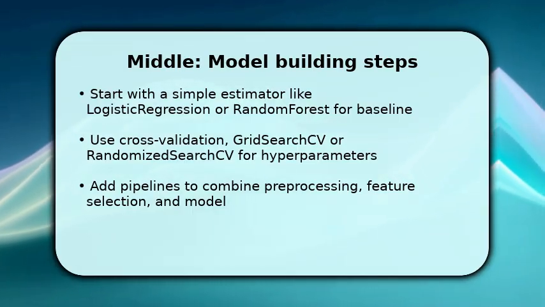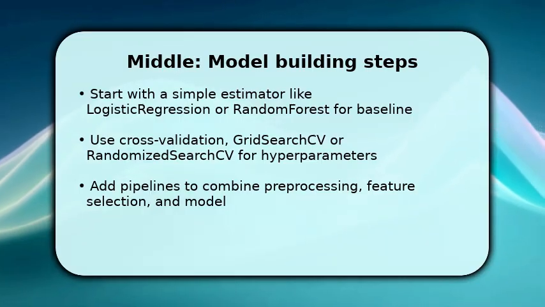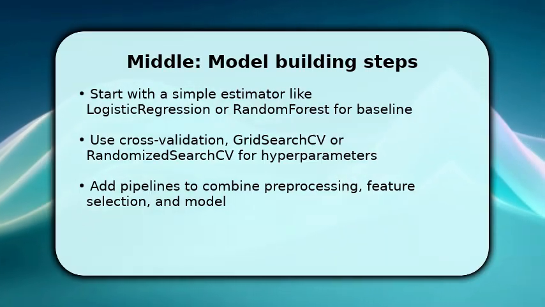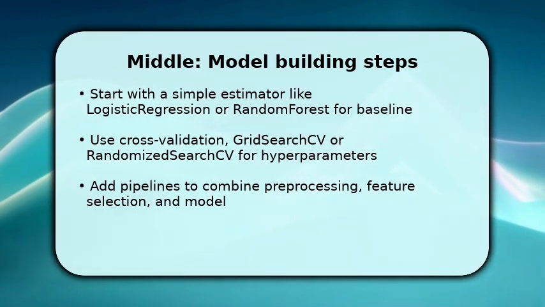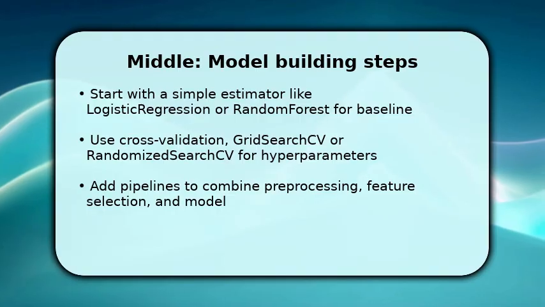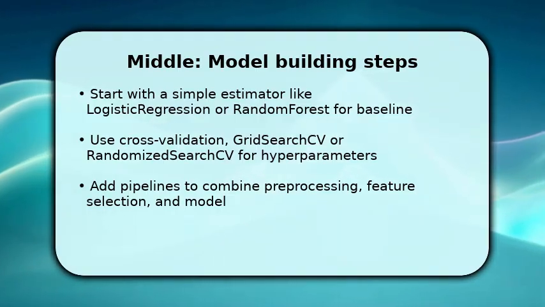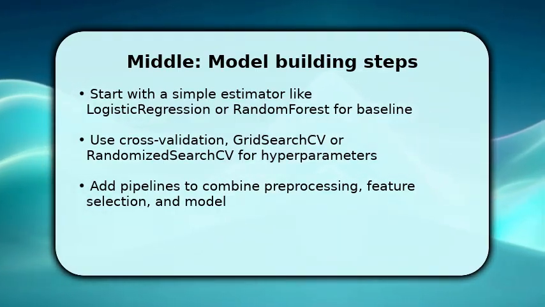After that, tune hyperparameters using cross-validation and GridSearchCV or RandomizedSearchCV to balance bias and variance, because proper search prevents overfitting and improves generalization. Finally, evaluate metrics across folds, and on your holdout set to confirm.